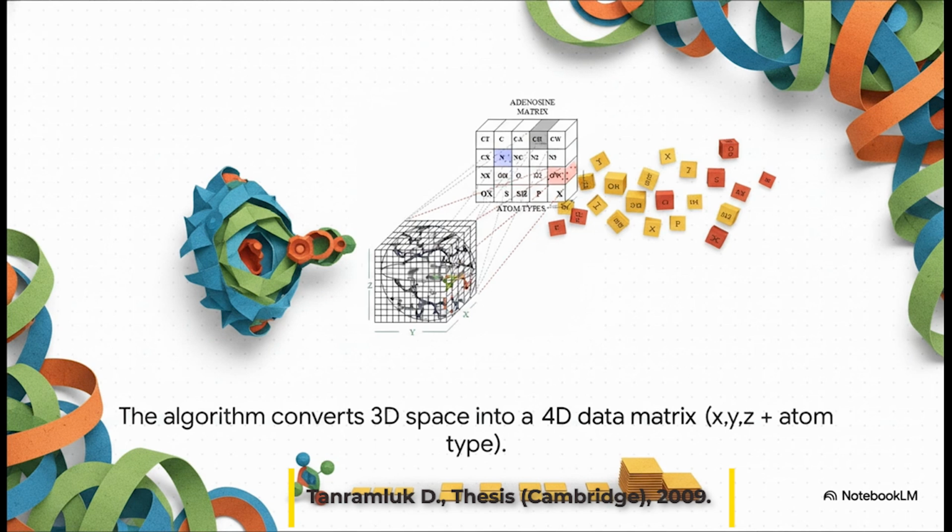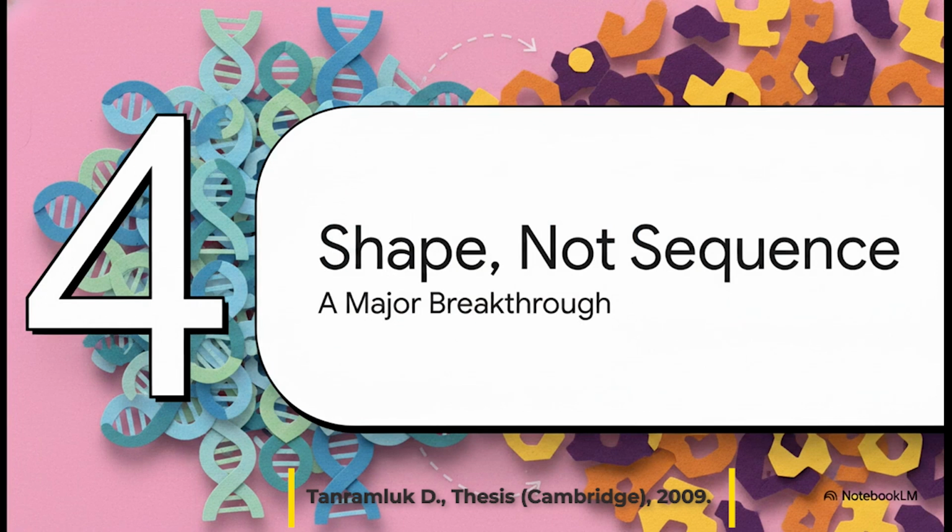It's not just logging the position as X, Y, and Z, but also the type of atom at that position. It turns a really complex biological shape into something a computer can actually read, analyze, and most importantly, find patterns in. And running this powerful analysis led to the first huge breakthrough.